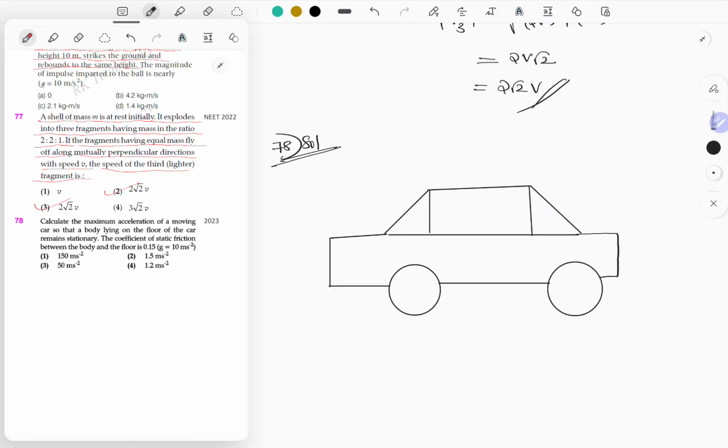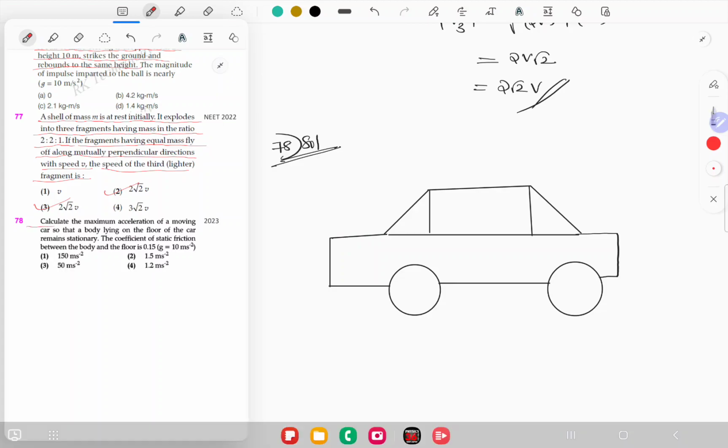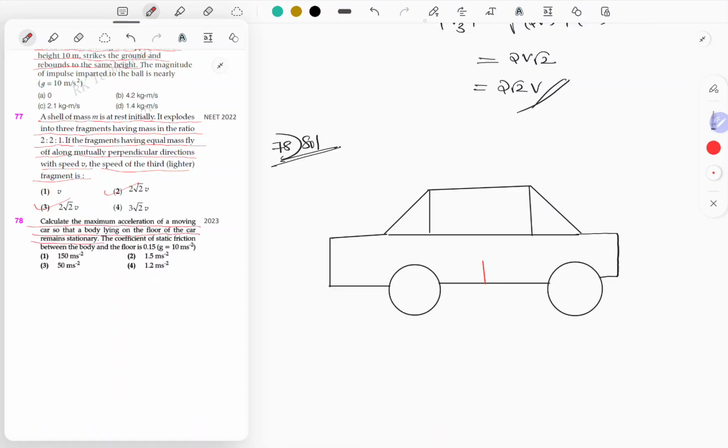Wow, what a nice question they have given. So very interesting and makes us so happy while we are solving this kind of numericals. Observe the question, so amazing question. Calculate the maximum acceleration of the moving car so that a body lying on the floor of the car remains stationary. Okay, on the floor of the car one object is remaining stationary. Okay, super.